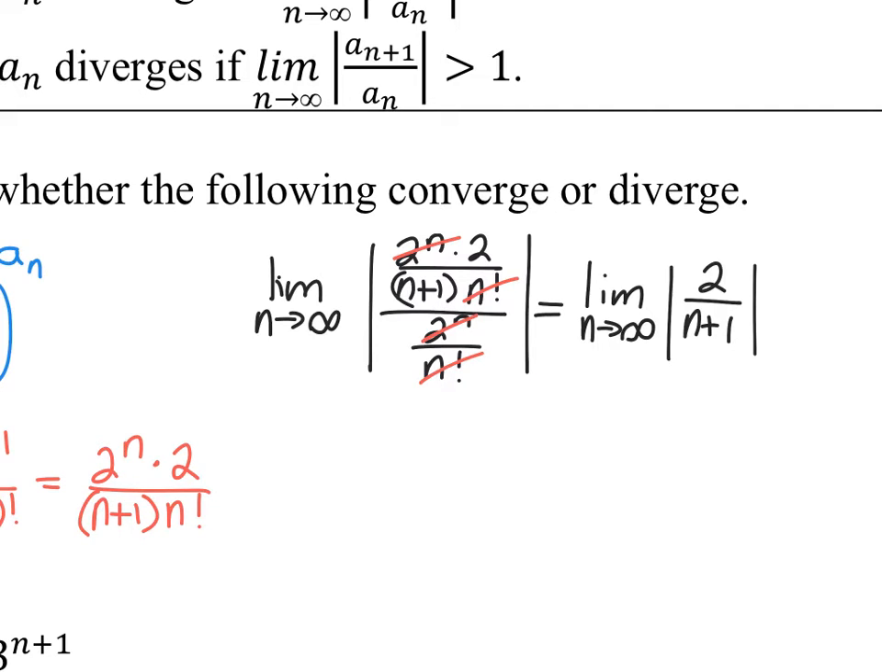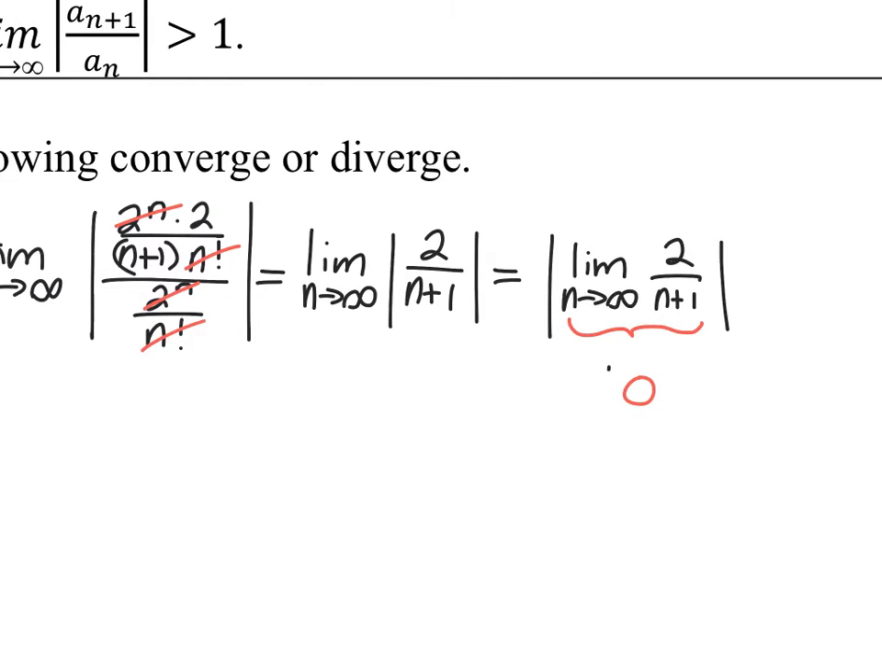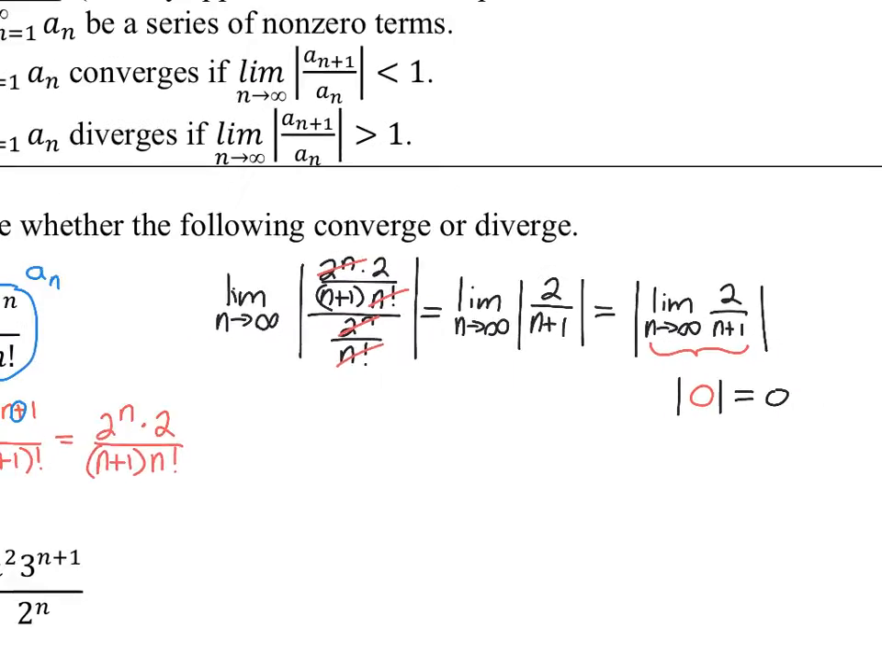Much simpler. That absolute value is there, kind of annoying, but we know that functions transcend limits. So I can take the absolute value out and make it the limit as n approaches infinity of 2 over n plus 1. What is the limit as n approaches infinity of 2 over n plus 1? 0. And the absolute value of 0 is indeed equal to 0. All right.